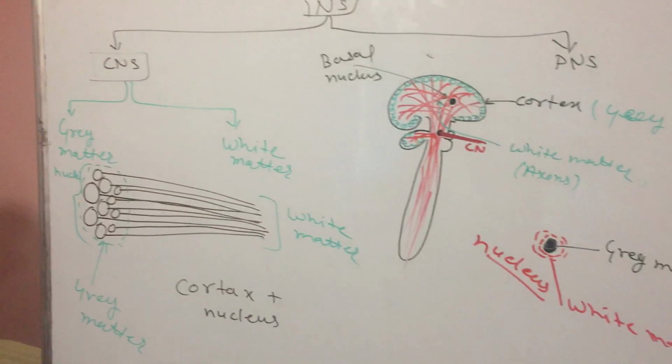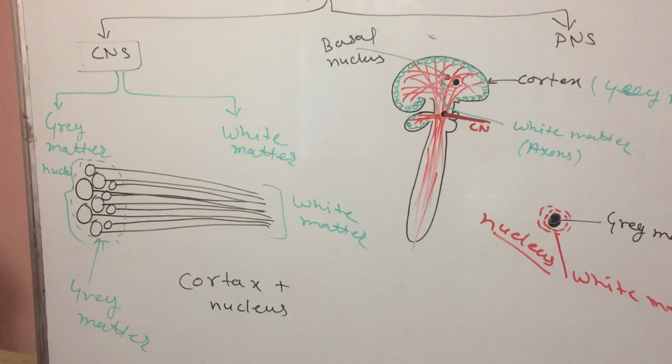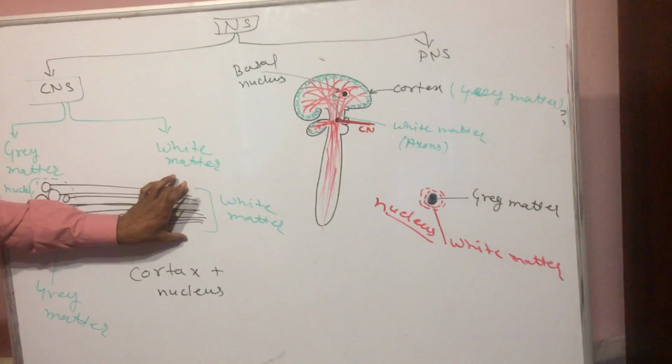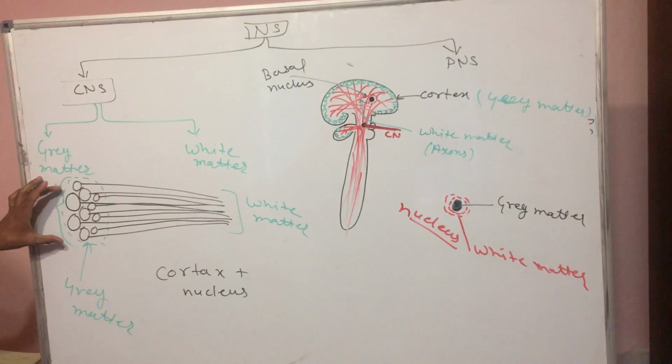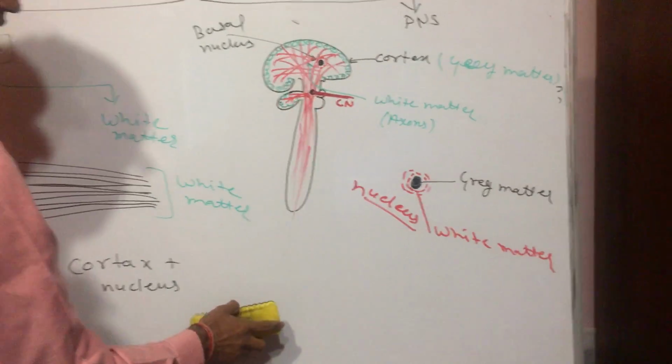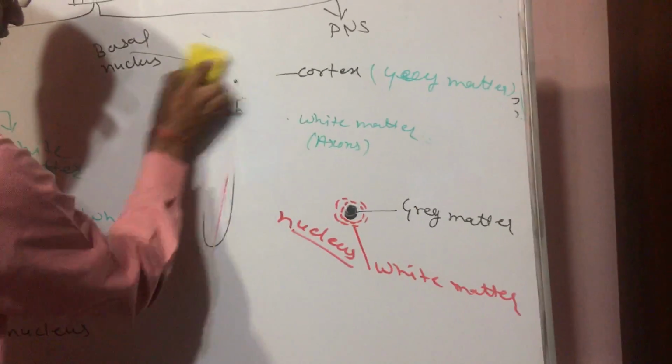Okay, so this is gray matter. What is the white matter and what will we study in the white matter? So white matter is made of only axons and gray matter is made of only nuclei. Okay, so white matter, I'm going to remove this.